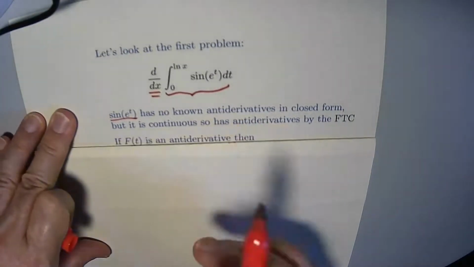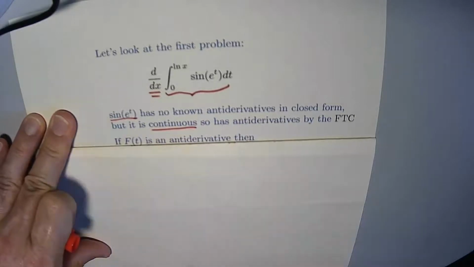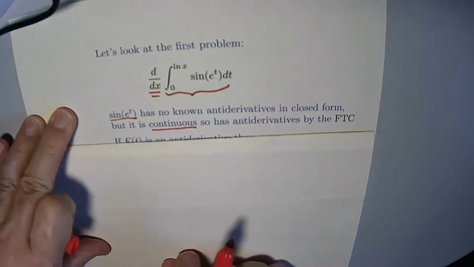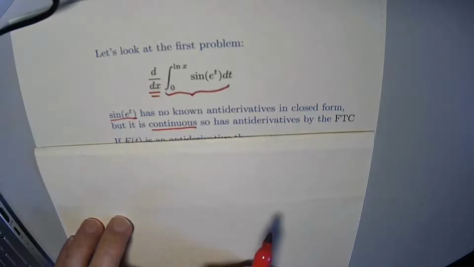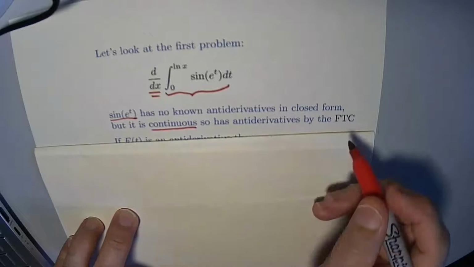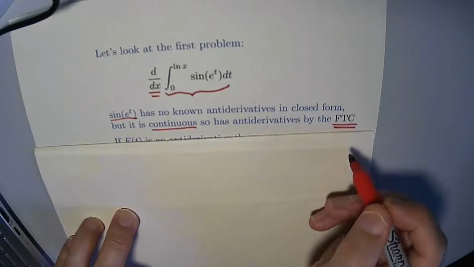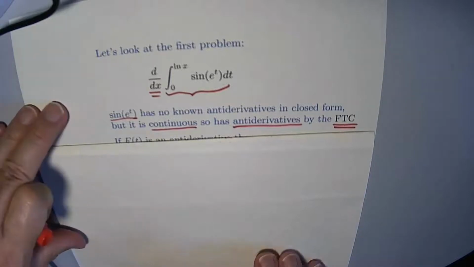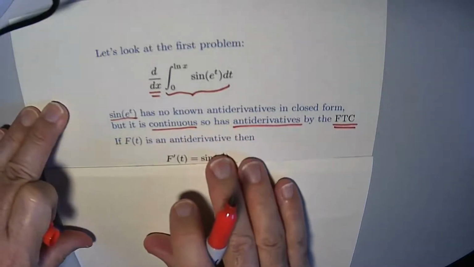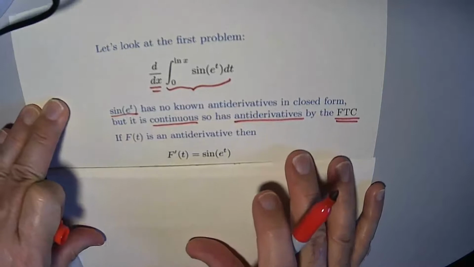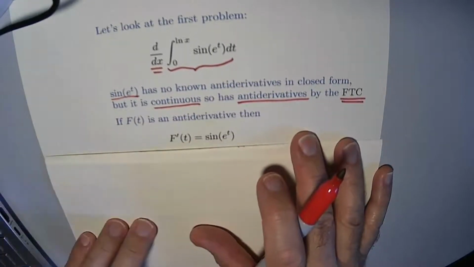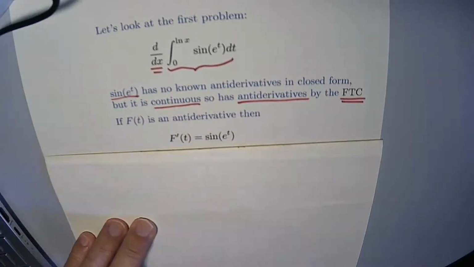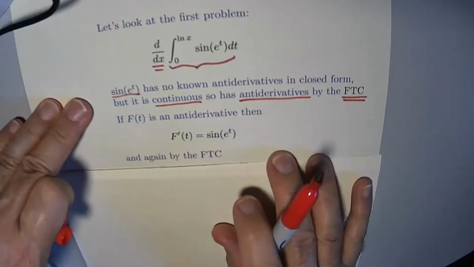But the function is continuous, as you can verify by graphing it on a calculator or a computer. And every continuous function, by the fundamental theorem of calculus, has an antiderivative. So we know that there is an antiderivative. Let's call it f of t. Then by definition, f prime of t is sine of e to the t.